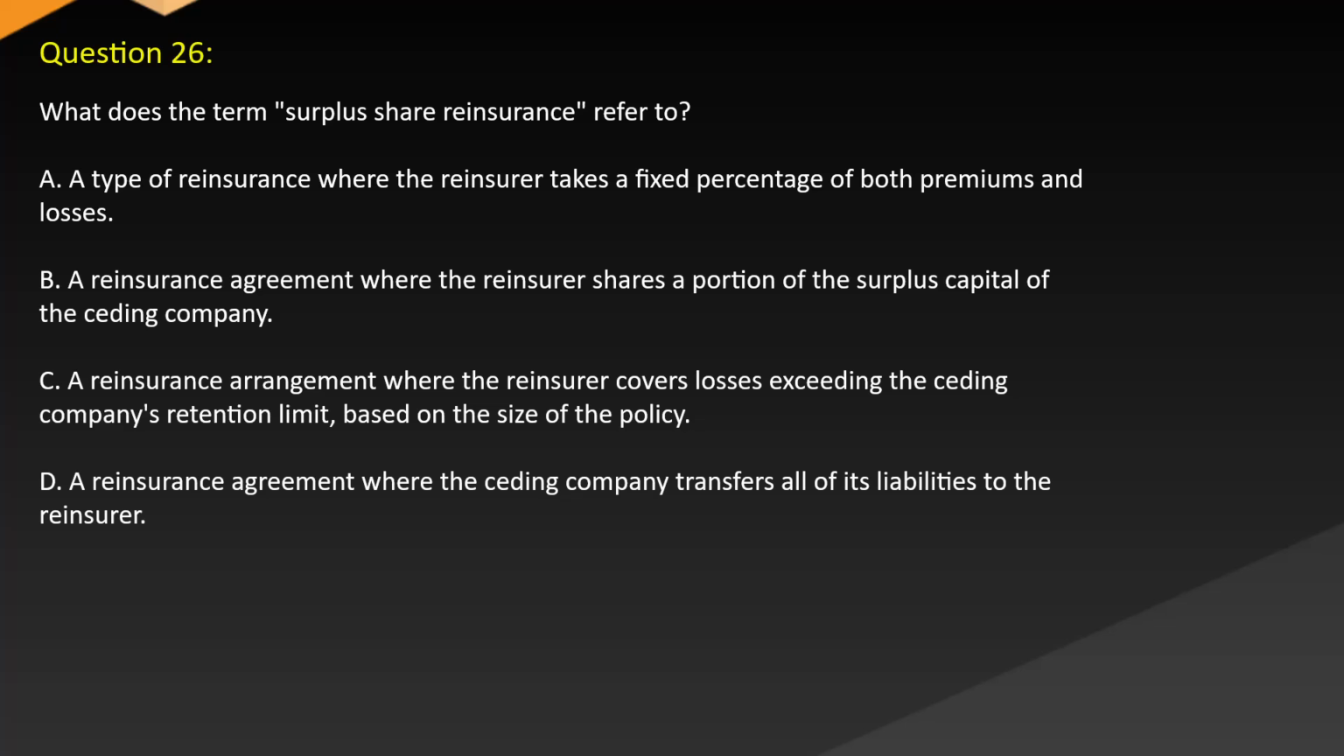Question 26. What does the term surplus share reinsurance refer to? A. A type of reinsurance where the reinsurer takes a fixed percentage of both premiums and losses. B. A reinsurance agreement where the reinsurer shares a portion of the surplus capital of the ceding company. C. A reinsurance arrangement where the reinsurer covers losses exceeding the ceding company's retention limit based on the size of the policy. D. A reinsurance agreement where the ceding company transfers all of its liabilities to the reinsurer.